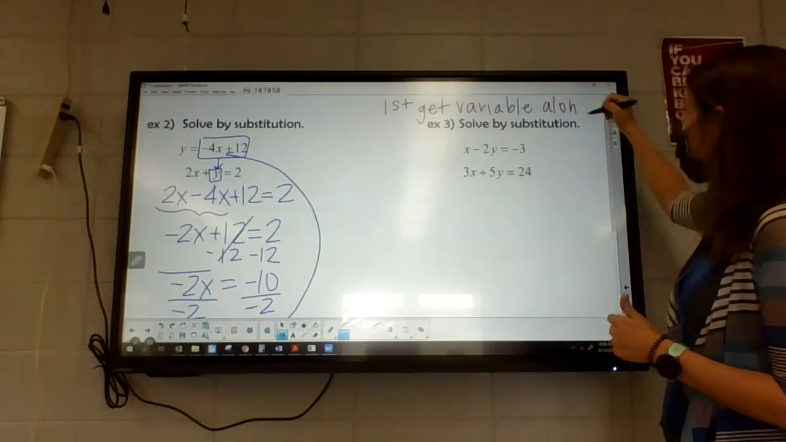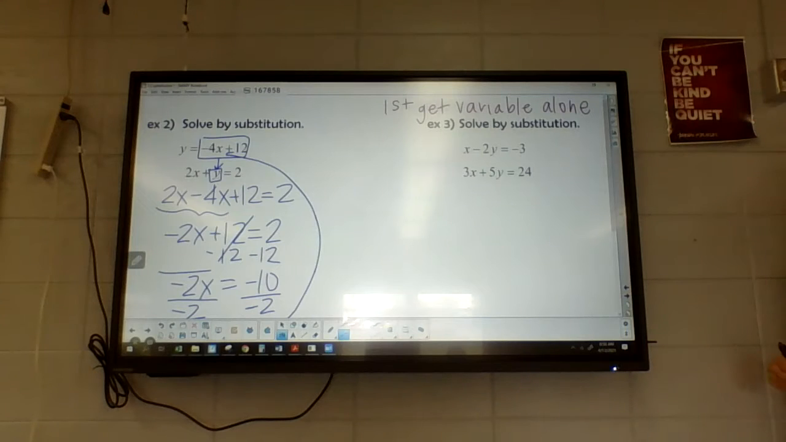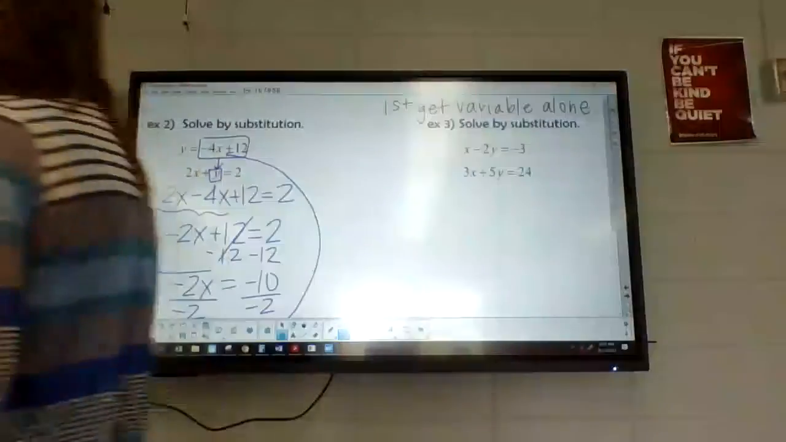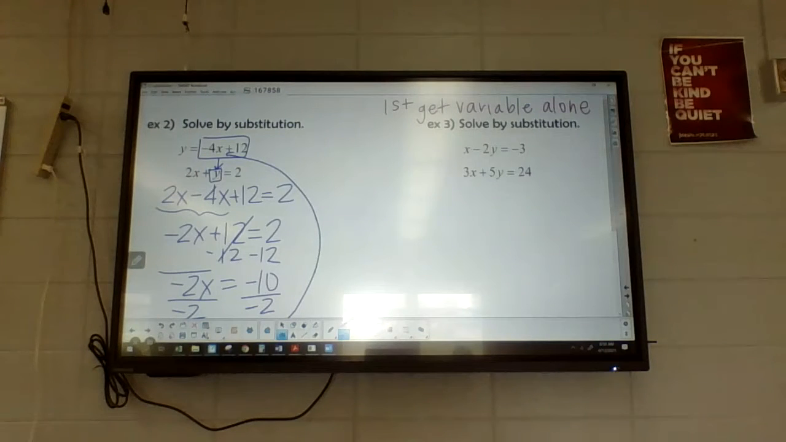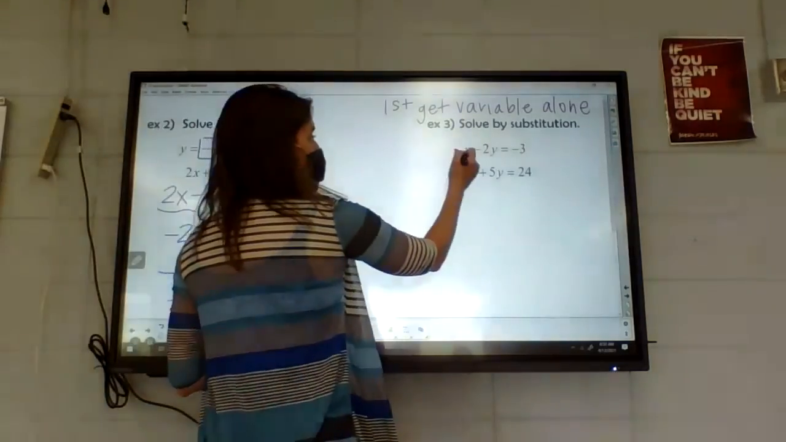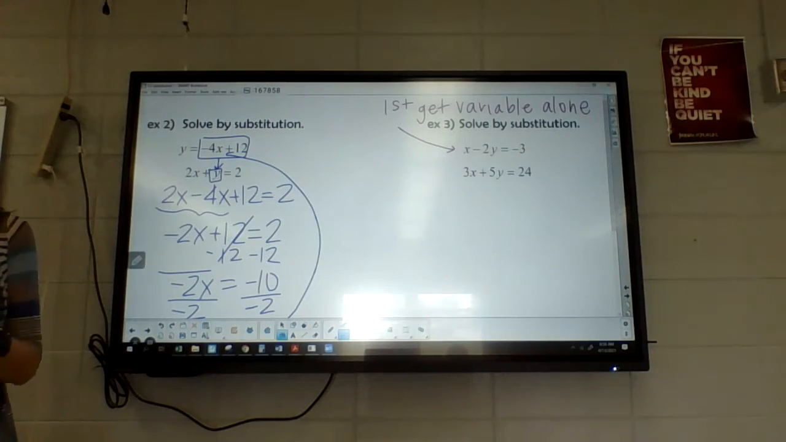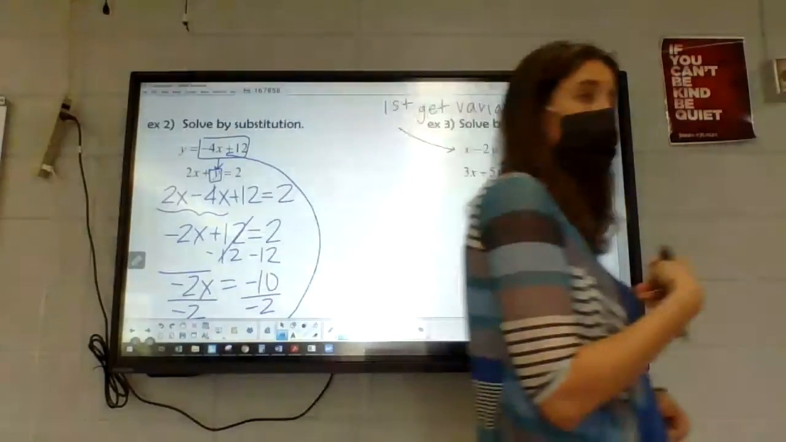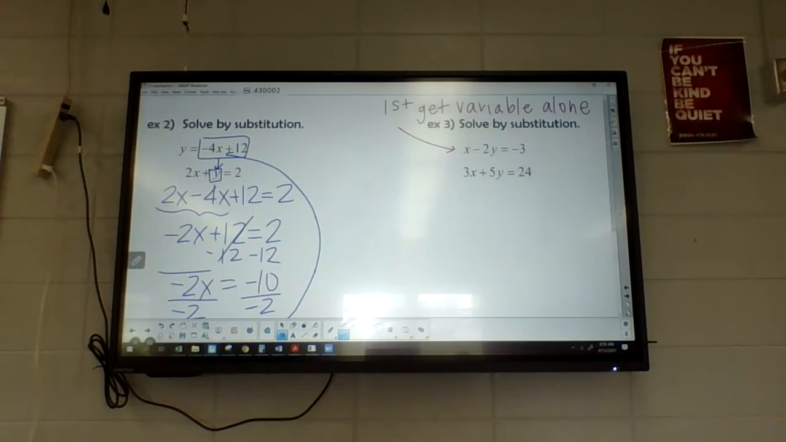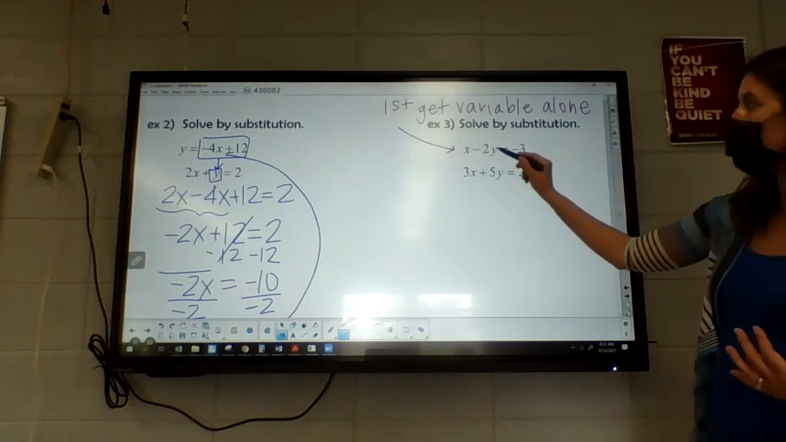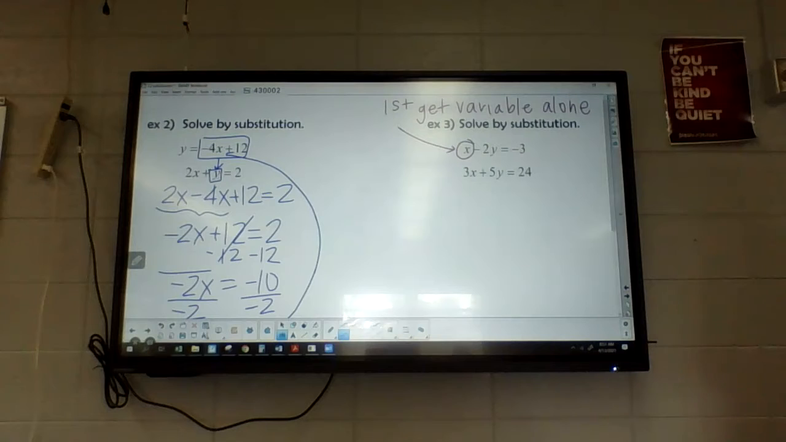Now, we're probably not used to this, but I'm going to suggest that you get a variable alone that maybe you didn't want to get alone. Which variable looks easiest to get alone? The x. Do you guys see that? The x doesn't have anything being multiplied by it, so I'm going to solve for x because it's the most simple to get alone. Does that make sense? If I chose to get y alone, I'd end up with fractions. And I know most of you guys would admit that you aren't a fan of fractions if we can avoid them. So I'm going to get this x alone in this top equation.